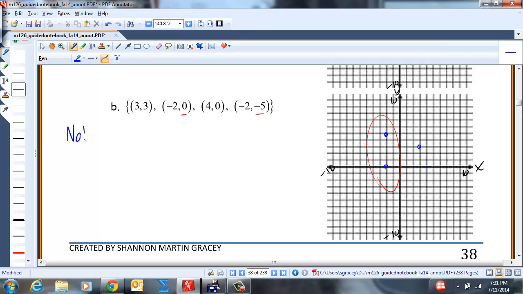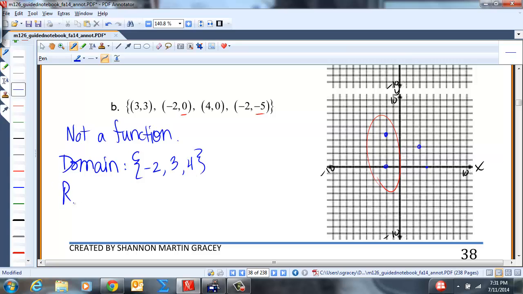So we're going to say not a function, but we can still give the domain and range. The domain is going to be the list of numbers. I'll put it in ascending order. -2 was the smallest. I'm looking at these x values. And then we had, what do we have? 3 and 4. And the range will be the list of the y values without repeating.